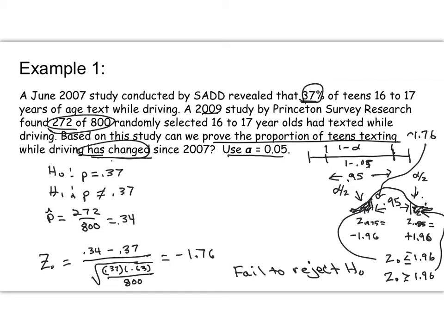We don't ever accept it because we don't know for sure if it's true, but we fail to reject it. And what we would say about that, I'm going to write it up here because I'm out of room on the bottom, is that there is not sufficient evidence at the alpha equals 0.05 level to suggest that the proportion of teens who text while driving is different than 0.37.